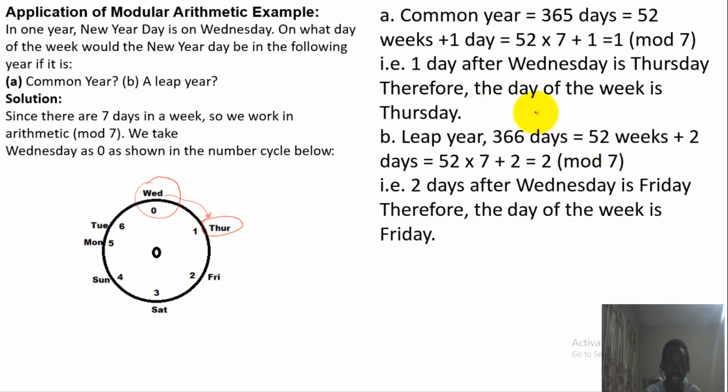But if it is a leap year, it takes 366 days, and when you divide 366 by 7, you have 52 weeks and 2 days. So it has 2 remainders. Starting from Wednesday, go to Thursday, then Friday. Two days after Wednesday is Friday. Therefore, for the leap year, the day of the week is Friday. This is the application of what we can use modular arithmetic for.